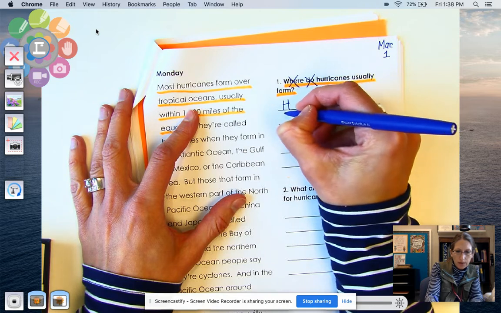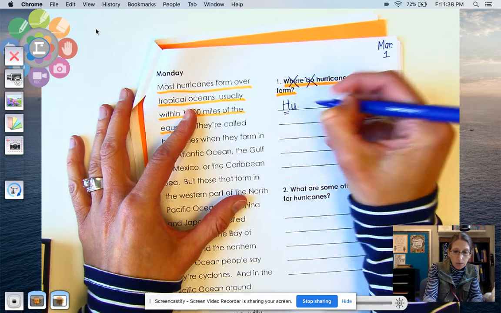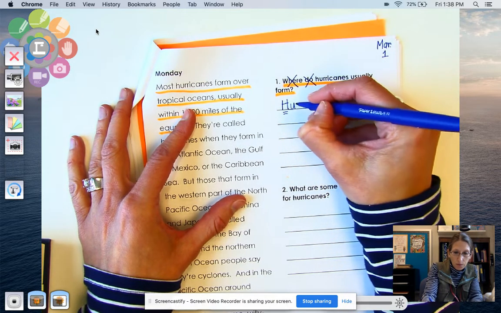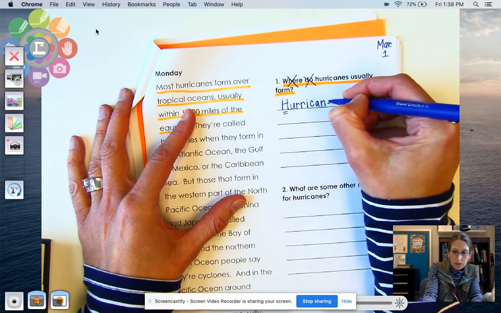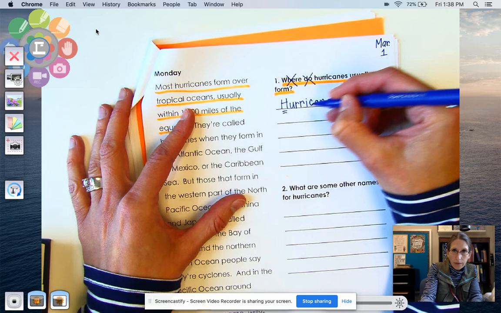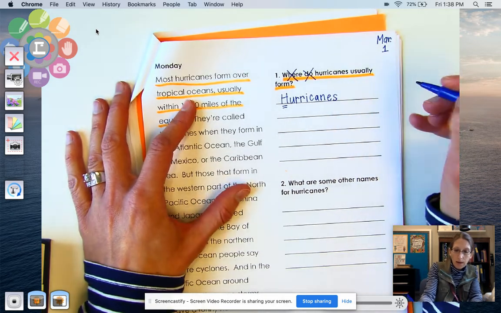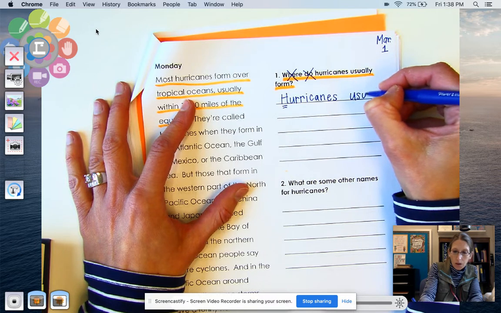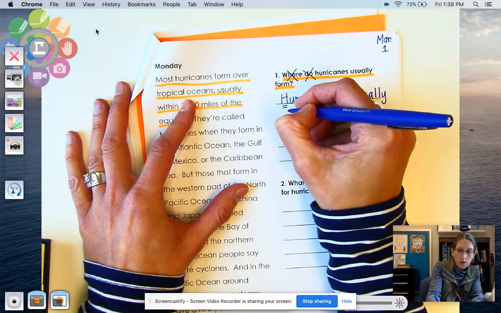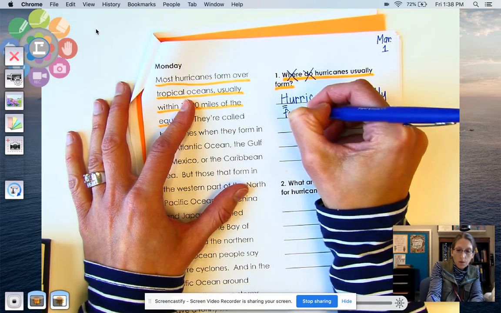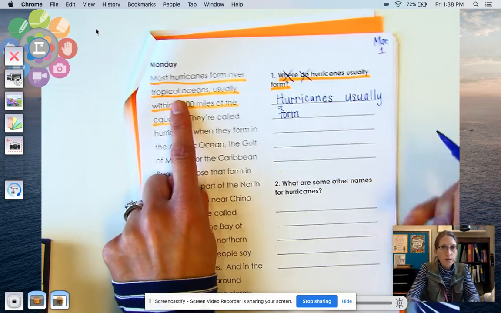of course, and I like to double underline it to make sure I've got my capital letter. I'm going to look up here to see how to spell the word hurricanes. So that's two R's. So making sure we're spelling the words correctly that are right here in the sentence. Hurricanes usually form, and then we found our text evidence is over here.